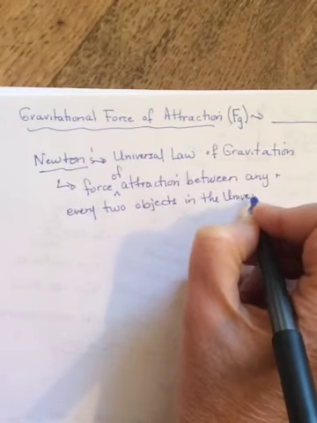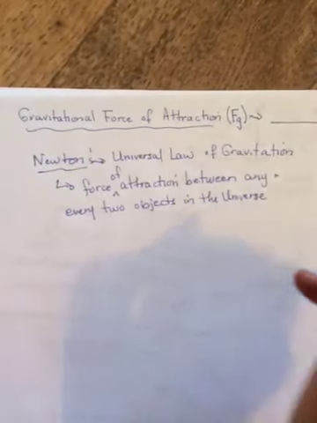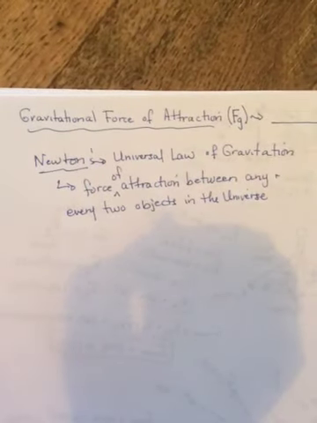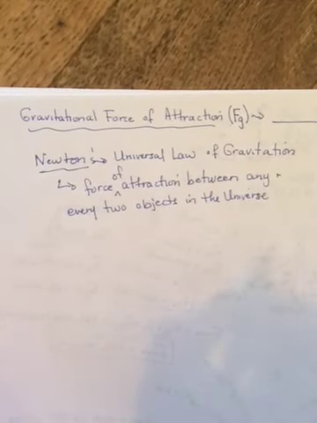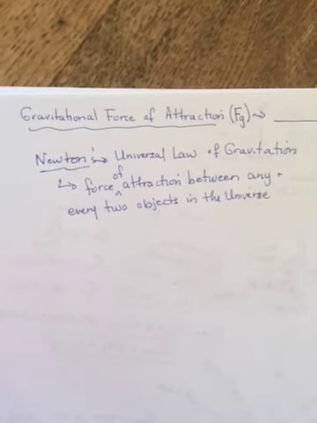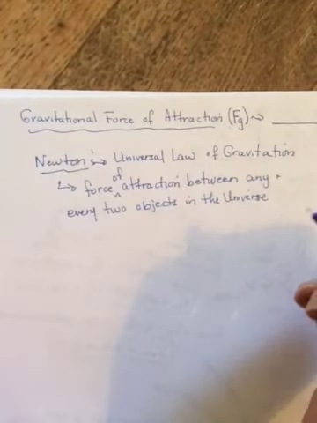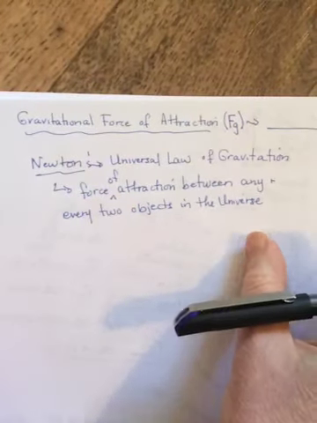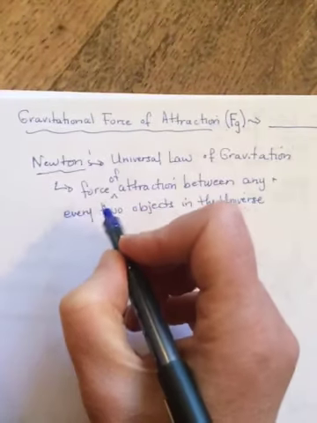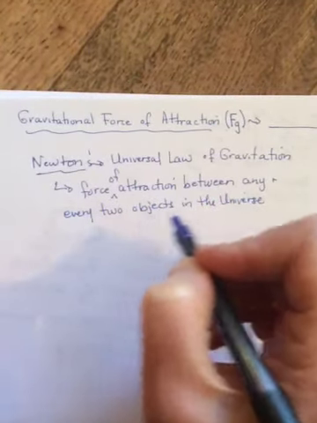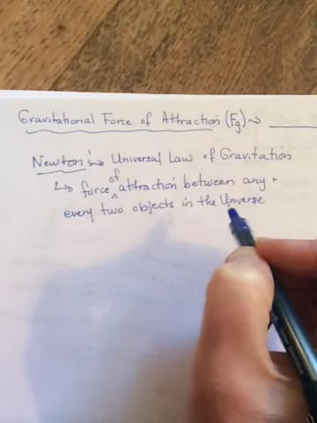So even as I'm writing this, I am putting a gravitational force of attraction on you. On each one of you, plus on the people who are working at the takeout in McDonald's, and on the people who are walking on the walking trail, okay? And you are too. This force of attraction is between any and every two objects in the universe, okay?